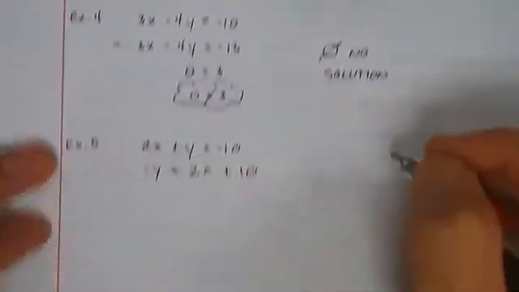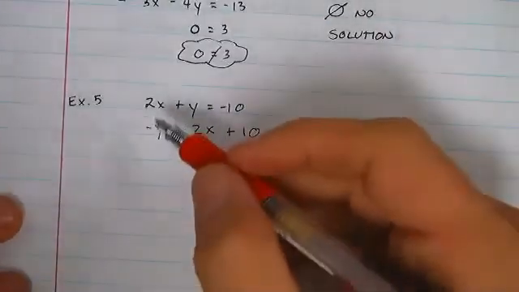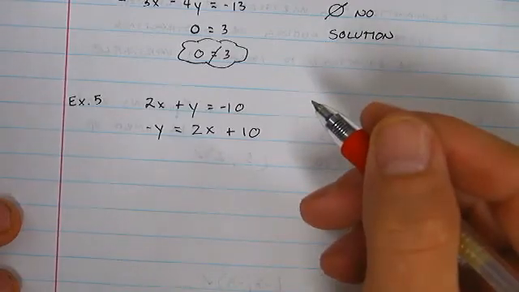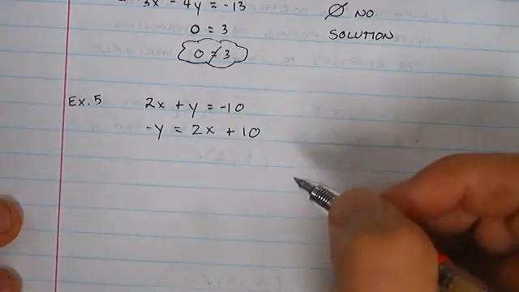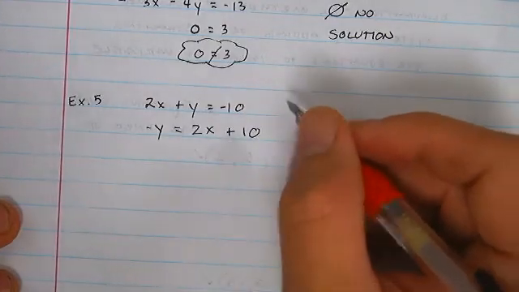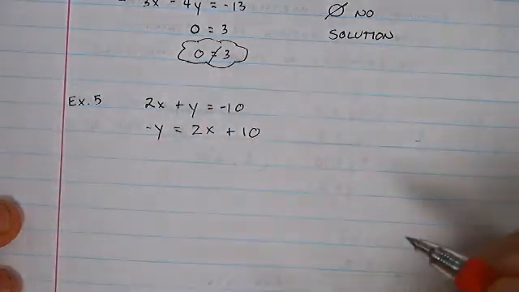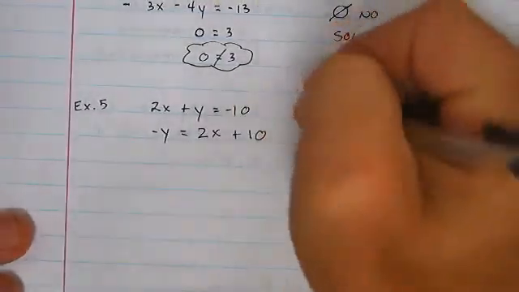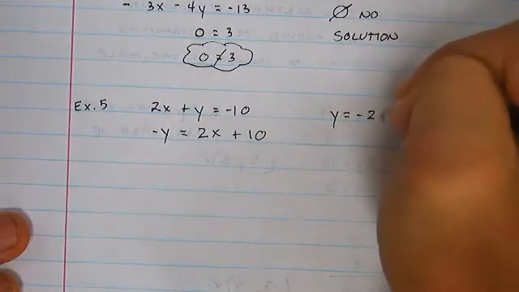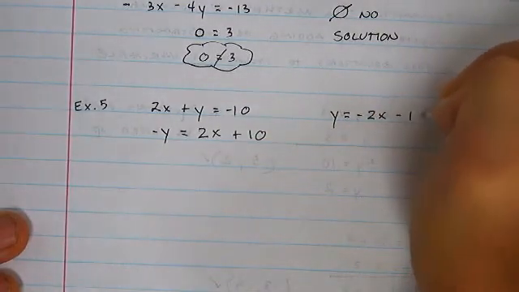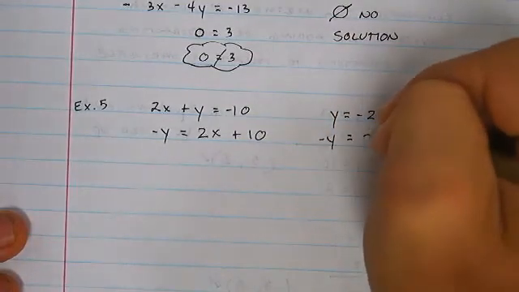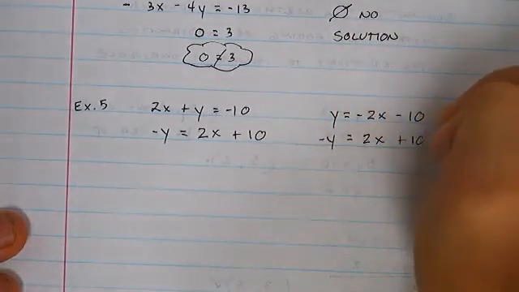All right. So again, I don't have anything lined up. It's all over the place. I need to switch this one around, so I can choose to do however I want to. I can move the 2x to the right, which I think is what I'm going to do on the top. So for the top, y equals negative 2x minus 10. This one's going to stay as negative y equals 2x plus 10.